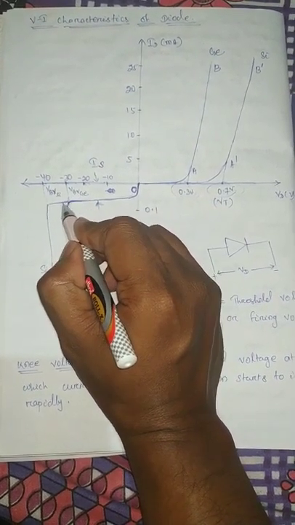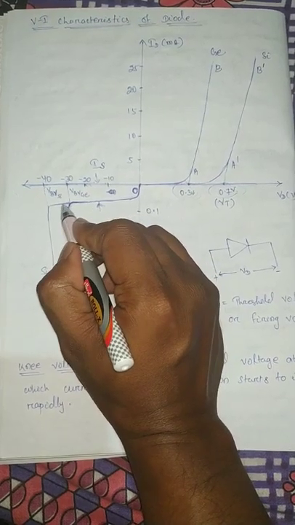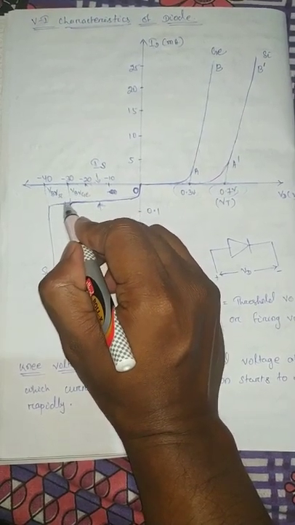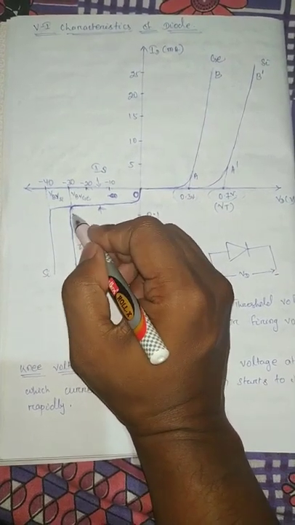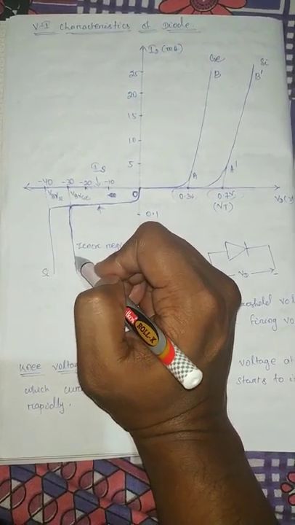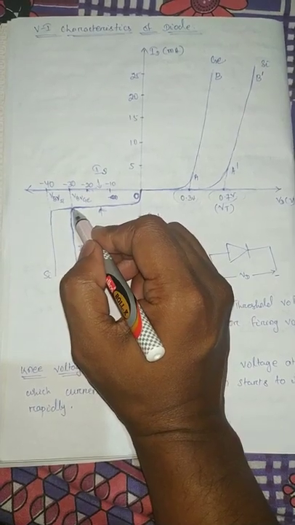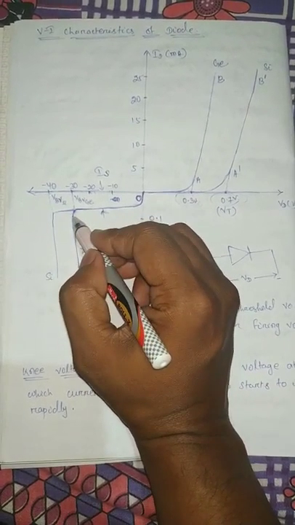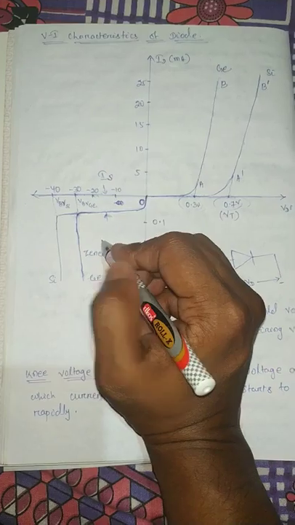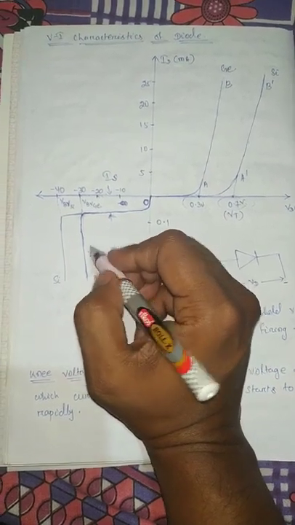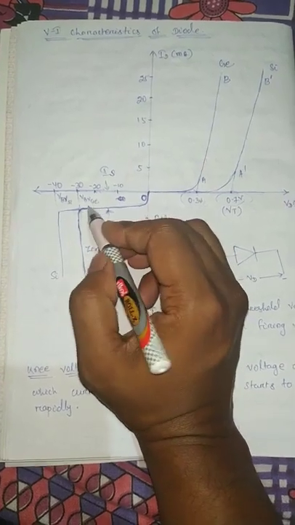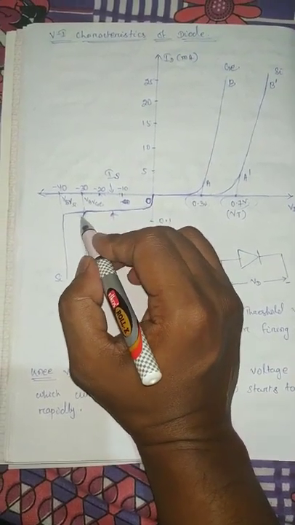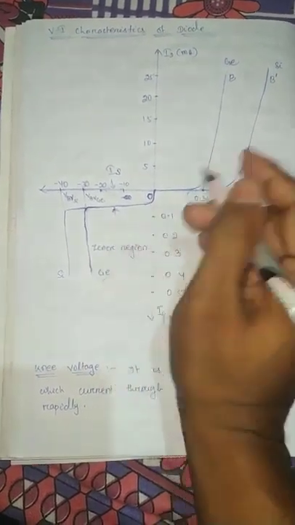If you increase the reverse voltage beyond that breakdown voltage, the reverse current increases very sharply. That means the diode enters into the breakdown region, the junction may damage permanently. Why does this current increase very sharply? If you increase the voltage beyond that breakdown voltage, this can be understood by two mechanisms.